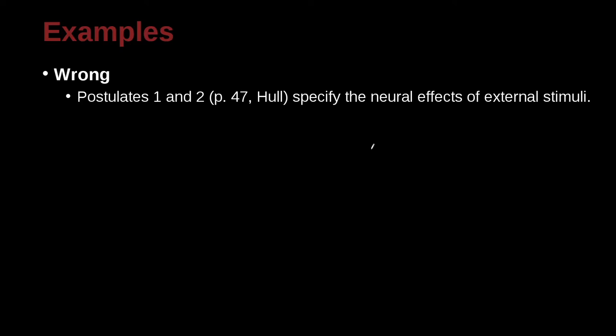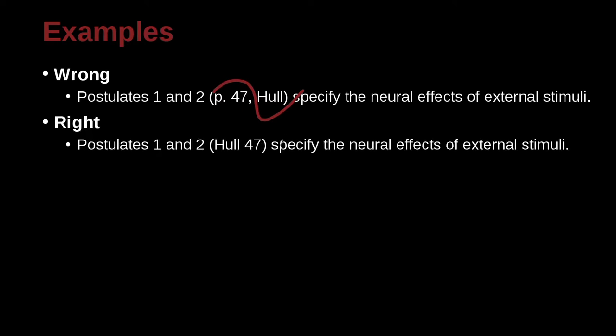Postulates 1 and 2, page 47 of Hall, specify the neural effects of external stimuli. Of course, this is a little bit strange, right? This looks like it's backwards. So the correct answer would be Hall, no comma, 47. What is 47? That's the page number.